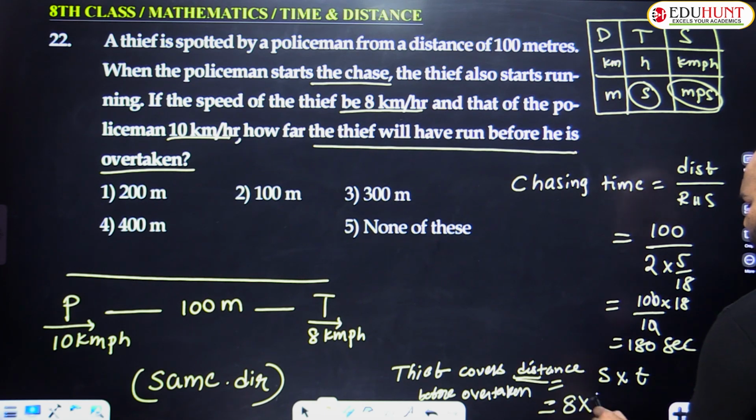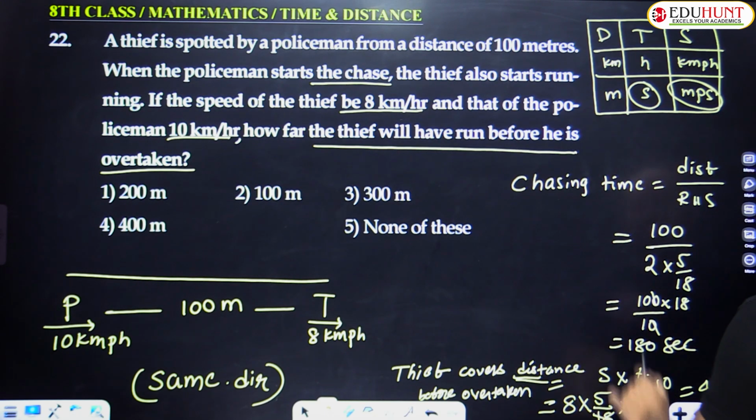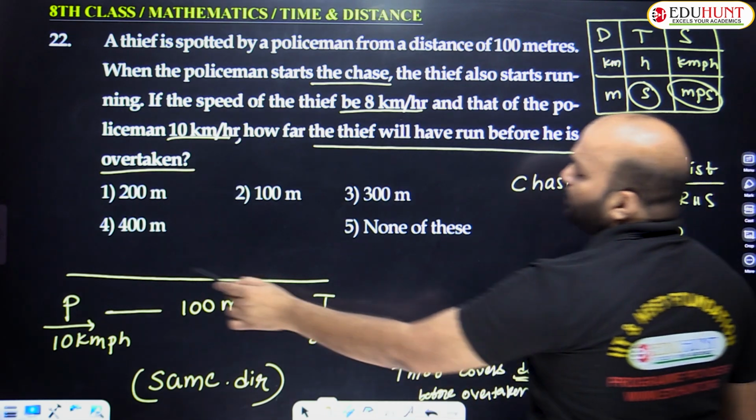It will be converted into meter per second, 5 by 18, into time, already got 180 seconds. So 18 tens are 180, so 8 into 5 into 10, nothing but 400 meters. Finally you get meters, because speed is already converted into meter per second and time is already given in seconds. Finally you get distance in meters. Option 4 is the right answer.